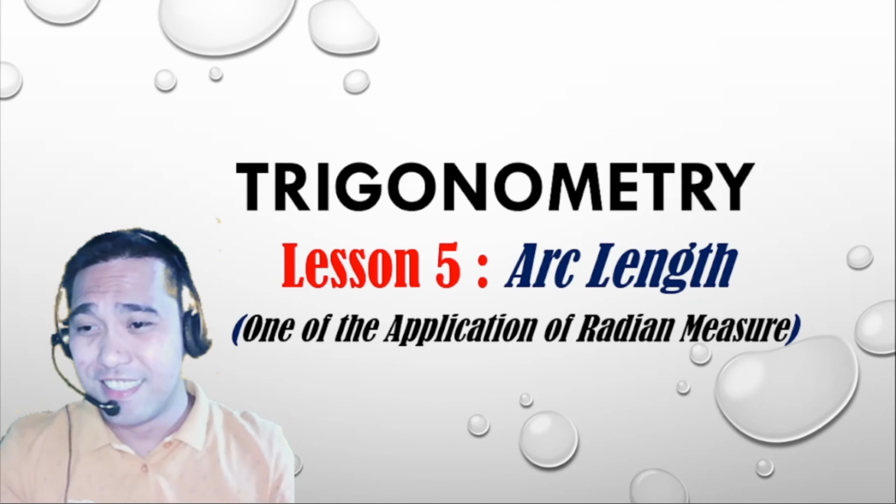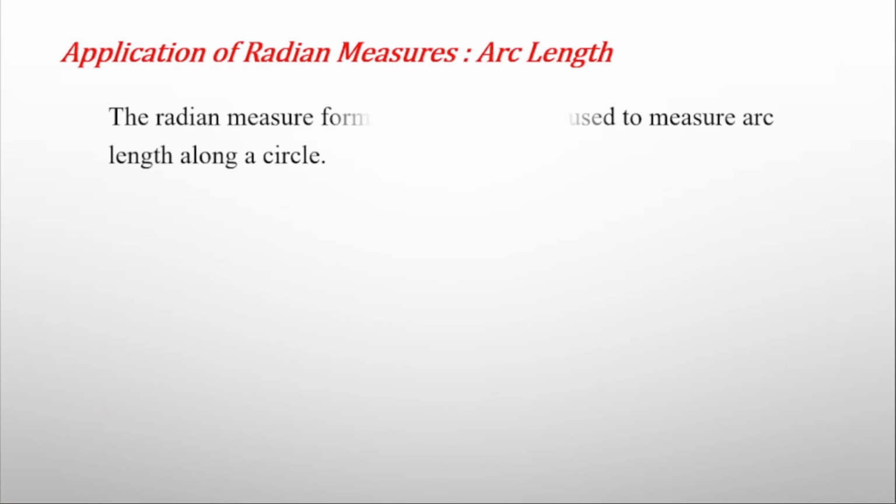In this video lesson, we are going to discuss finding the arc length of a circle, one of the application of radian measure. The radian measure formula, theta is equal to intercepted arc over the radius, can be used to measure arc length along a circle.